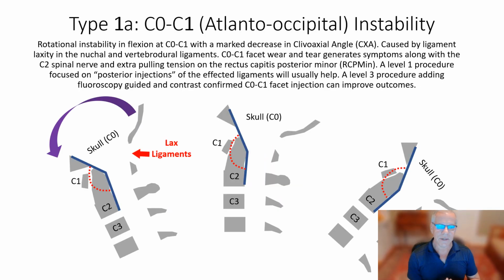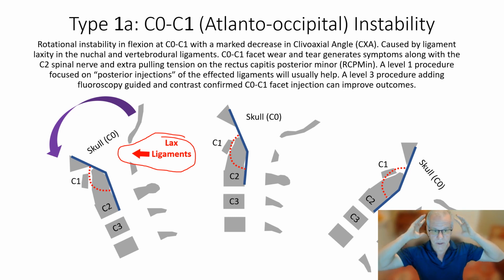So now that we know what those levels are, let's talk a little bit about the types of instability and where you need treatment. So this is a type 1A. Remember, type 1 was C0, C1 problems. And in this case, the skull is rotating too far forward in flexion. So that's going to be loose ligaments back here. And remember, it's always the ligament on the opposite side of the motion we want to treat. So here, since the skull is rotating too far this way, it's a ligament back here.